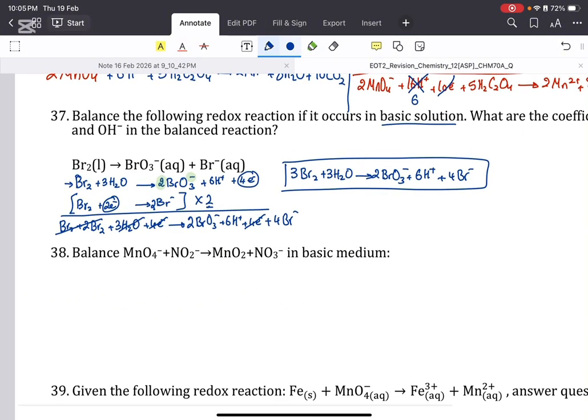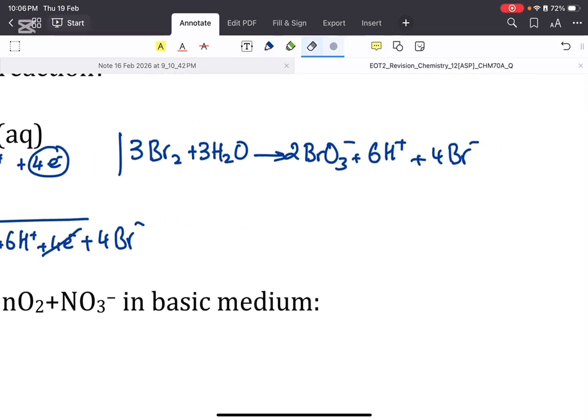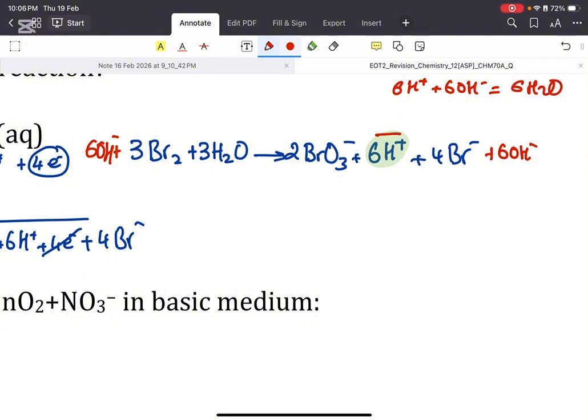Now, again, I almost forgot. They want it in basic. So in basic, I'm not done. I need to continue. So I look at H plus. How much H plus do I have? I have 6. So I'm gonna add to this side 6OH minus, and to this side 6OH minus. Now 6H plus and 6OH minus will give me 6H2O.